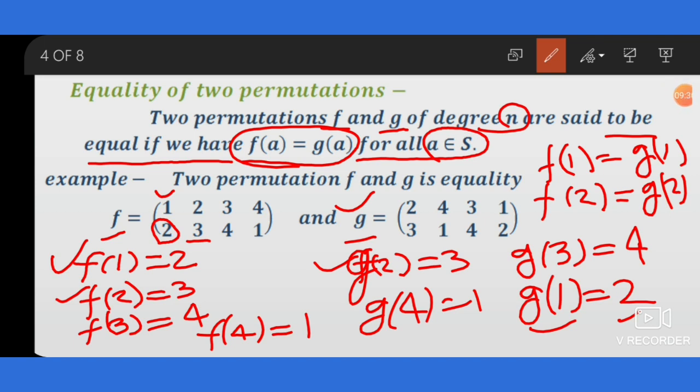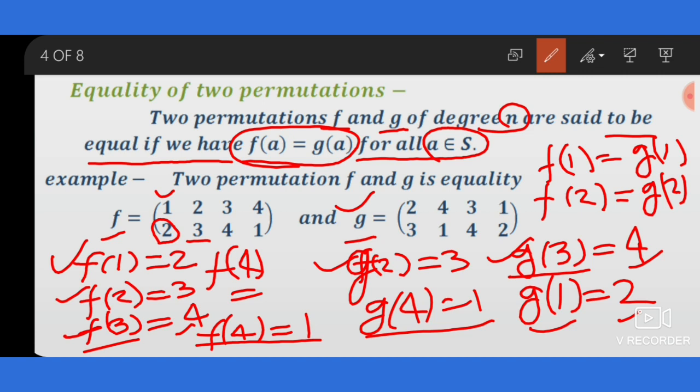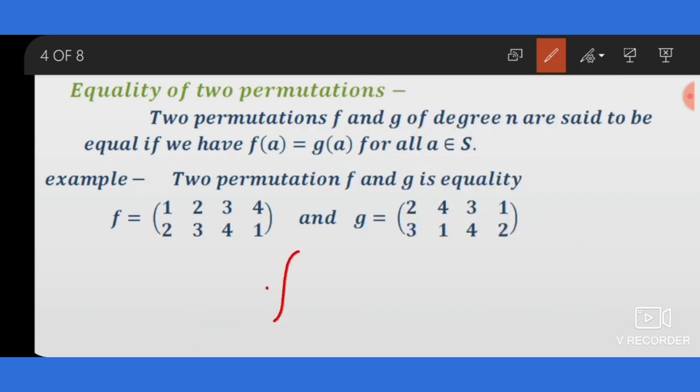Similarly, f3 equal to 4, g3 equal to 4, then f3 equal to g3. f4 equal to 1, g4 equal to 1, then f4 equal to g4. We conclude that every element of permutations f and g have the same image. Now we have f equal to g. So both permutations are equal.